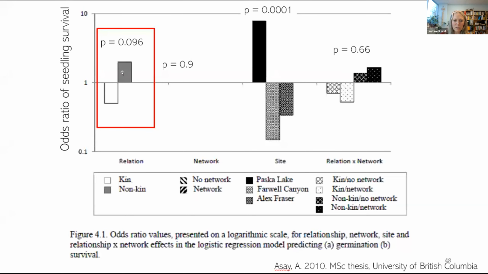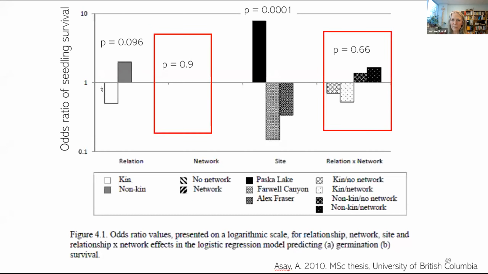So this dark colored bar corresponds to seedlings that are non-kin, so they're unrelated to the tree that they were planted by. And what this student found was actually non-kin seedlings had higher survival than kin seedlings. So this is opposite to what we're hearing.